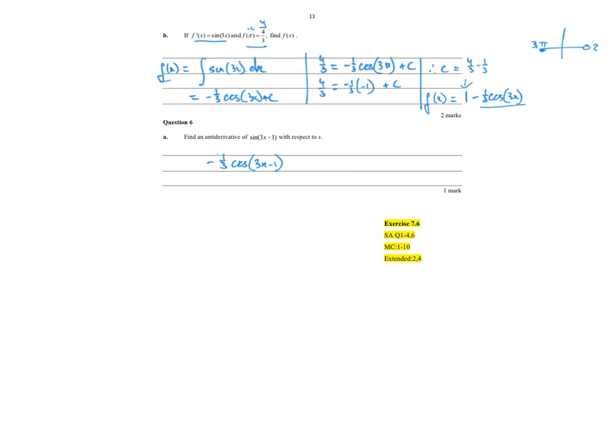So find an antiderivative, again, probably part of a question that wasn't quite finished. Find the antiderivative of sine 3x minus 1. And we get negative 1/3 cos 3x minus 1. So there's a series of typical sort of short answer questions.